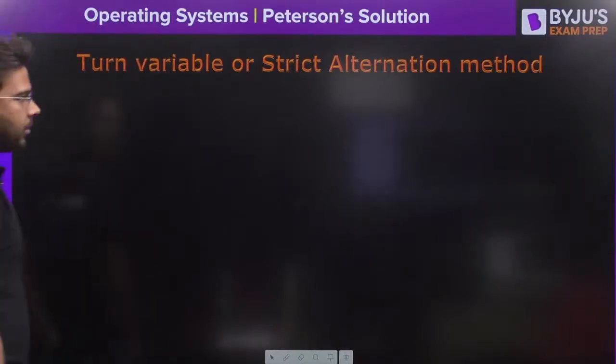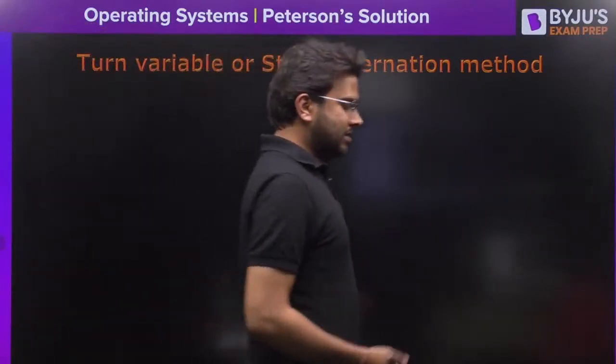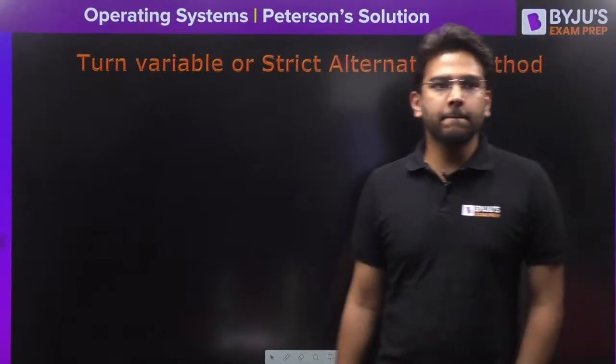First of all, we will be talking about turn variable, and we also call it as strict alternation method.